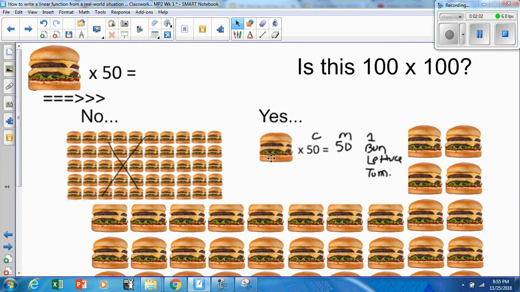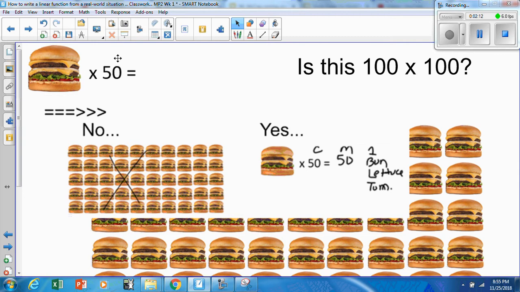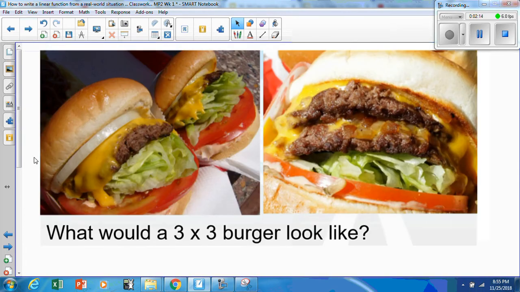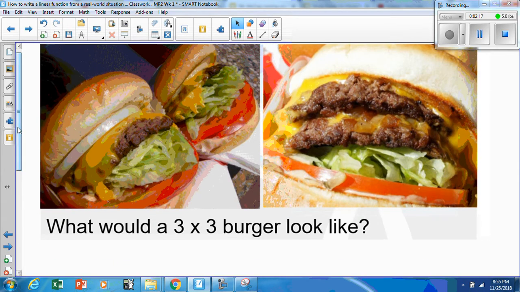Okay. Now, based on what I just said, what would a 3 by 3 burger look like to you? Would it look closer to these guys here or this guy here? Well, hopefully you get the idea. We just needed to add one more patty, one more piece of cheese. Our 3 by 3 is going to look a lot like this. Okay. So I can write a linear function from a real world situation.